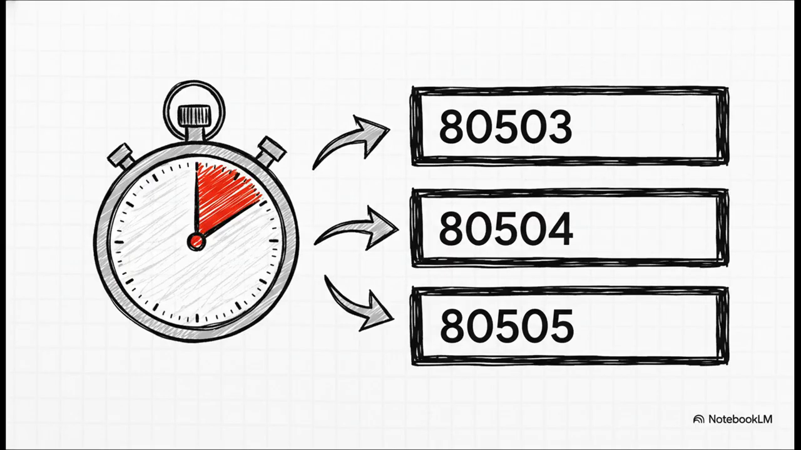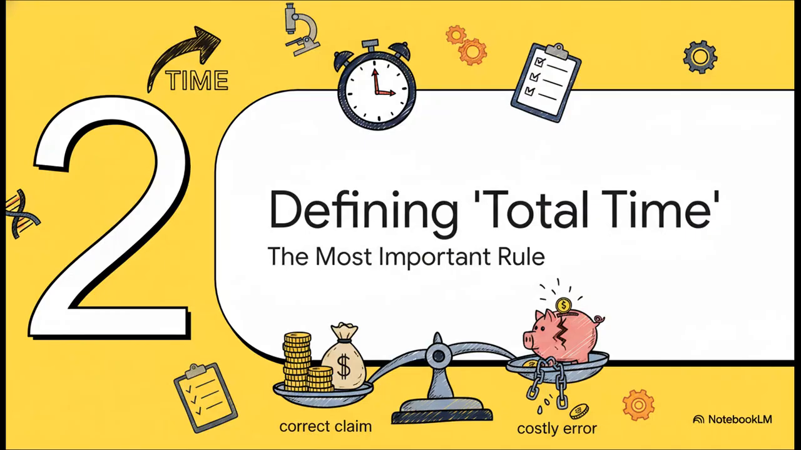So, meet your new best friends for this job. Codes 80503, 80504, and 80505. The rule here is wonderfully simple. The total time the pathologist spends on the consultation has to line up directly with the time that's specified in that code's description. It's just a clean one-to-one match. Clock says this, code says this. Done.